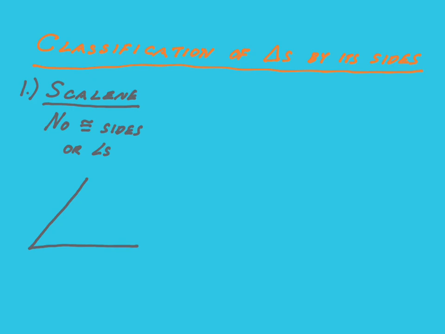So the first way we can classify a triangle by its sides is what's known as a scalene triangle. What we know about a scalene triangle is it has no congruent sides or angles. Now, the markings that we're going to use are going to show that. So I'm going to make a triangle that has no sides the same and no angles the same.